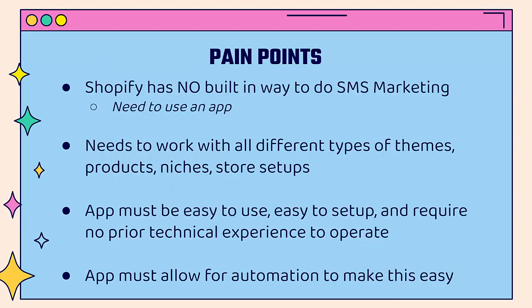But there are some pain points that you're going to run into when you set up SMS marketing. Number one, Shopify doesn't have any built-in way to do SMS marketing, so you're going to need to use an app. I'm going to show you the one that I use and the one that my students use. It needs to work with all different types of themes, products, niches, and store setups. Basically, it needs to work for your store and for everyone's store. The app must be easy to use, easy to set up, and require no prior technical experience to operate. That's a big thing. We never want to have to learn any code or anything like that. And I think most importantly, the app must allow for automations, so this can be as easy as possible.